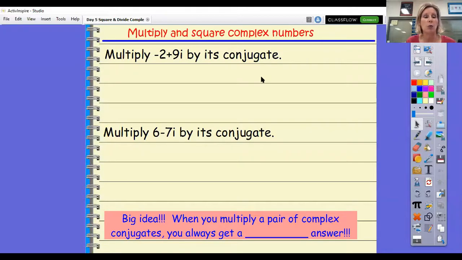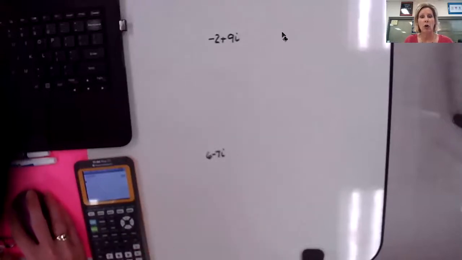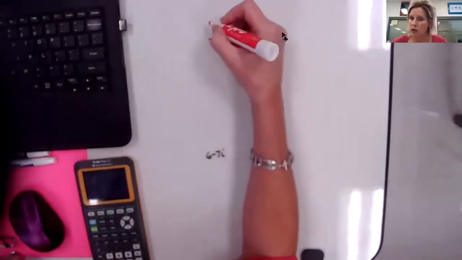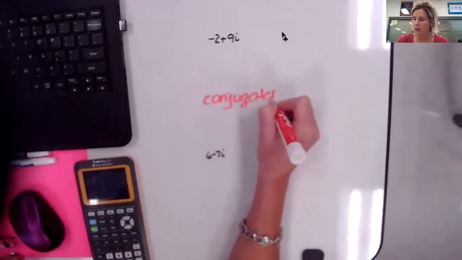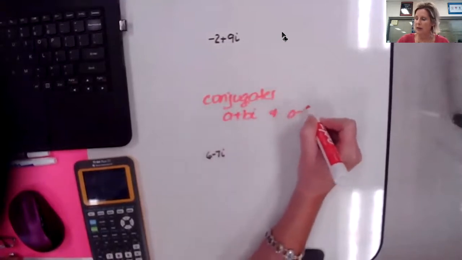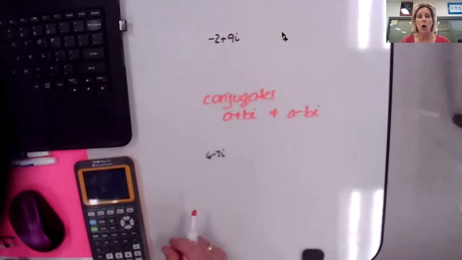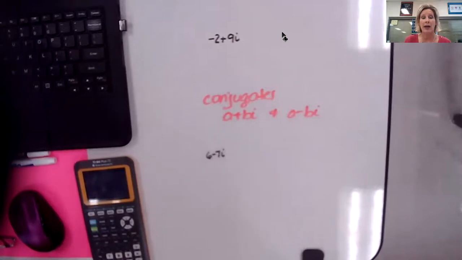So the next problems that we're going to do are going to multiply by conjugates. So if you want to take a minute, pause the video, write these problems down on your notes, so then you can work them out with me. All right, so first of all, you need to know what conjugates are. If you're talking about conjugates, you're talking about a plus bi and a minus bi. That's a pair of conjugates. So all you do is keep the real part the same and do the opposite of the imaginary part.